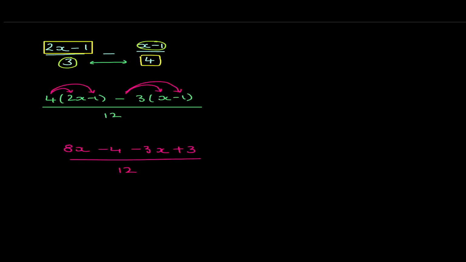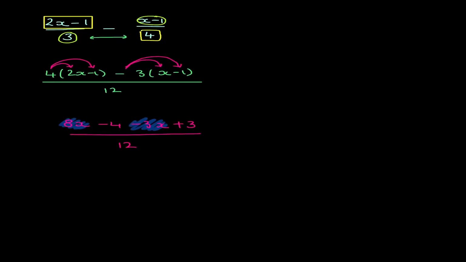Okay, let us collect like terms. So we've got 8x take 3x, which is 5x. And then, again, be careful of the negatives. Minus 4 plus 3. So minus 4 plus 3 is neg 1, right? All over 12. So your final answer for this should be 5x take 1 on 12.